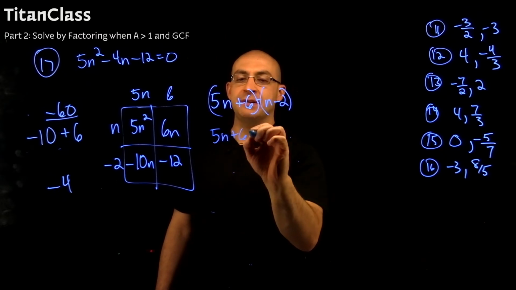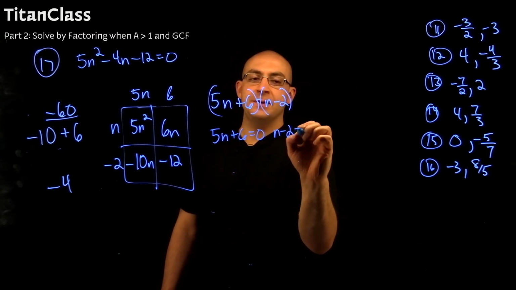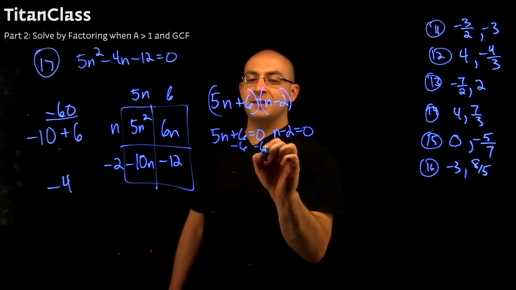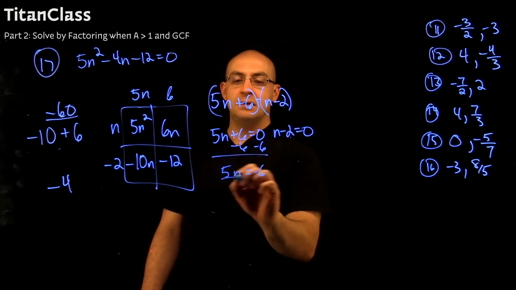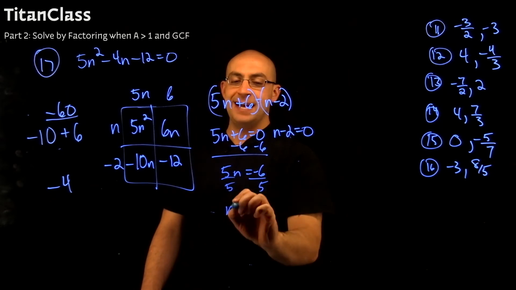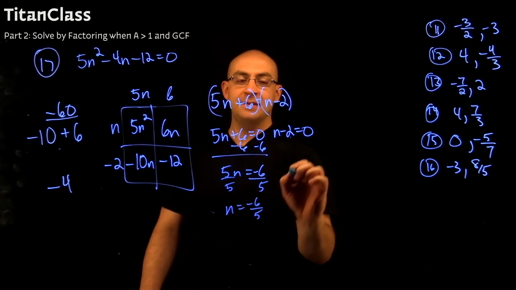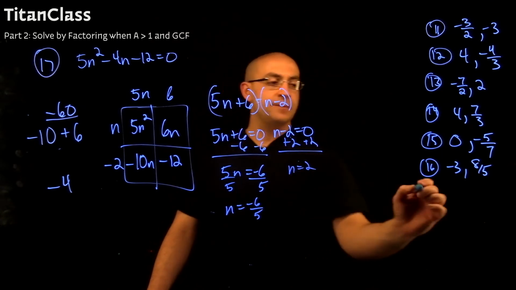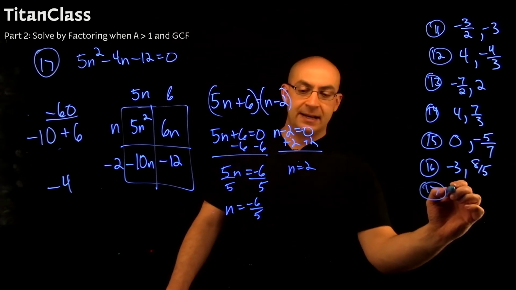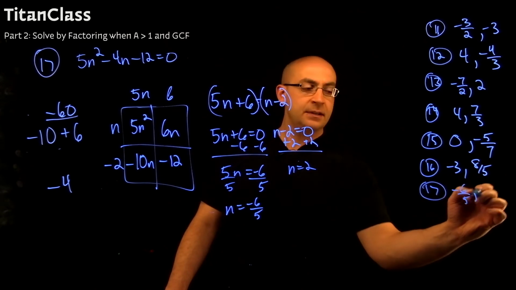5n plus 6 equals 0. n minus 2 equals 0. Subtract 6 on both sides gives me 5n equals negative 6. Divide by 5 on both sides gives me n equals negative 6 over 5. Add 2 to both sides and gives me n equals 2. So for number 17, we're looking at negative 6 over 5 and 2.